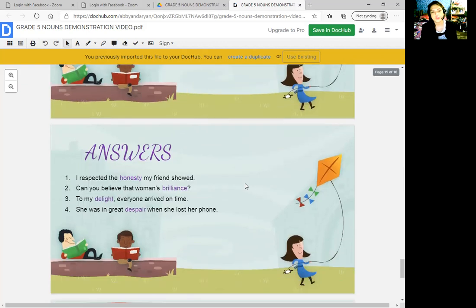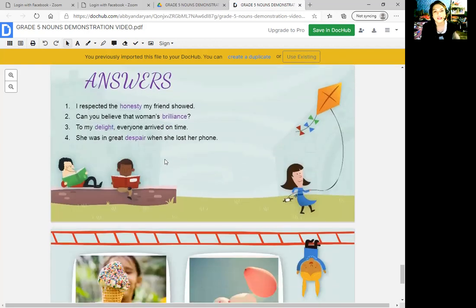Ta-da! The answers would be: for number one, I respected the honesty my friend showed, the answer would be honesty. For sentence number two, can you believe the woman's brilliance? The answer would be brilliance. For number three, to my delight, everyone arrived on time, the answer would be delight. And lastly, for number four, she was in great despair when she lost her phone, the answer would be despair. Okay, so that is our last activity for the last kind of noun that we're gonna talk about today.